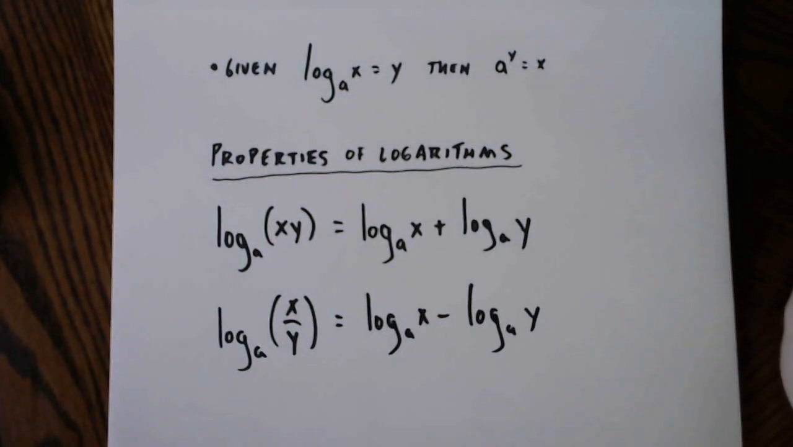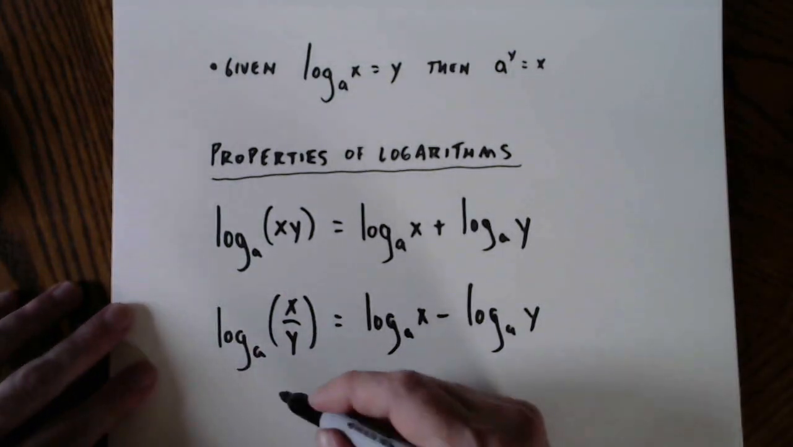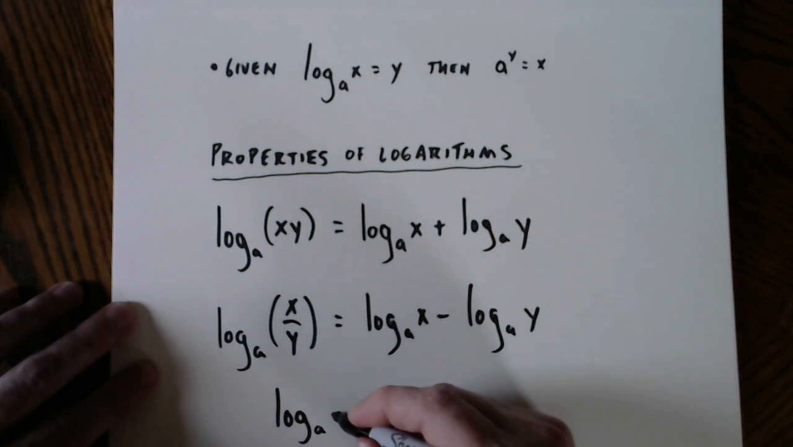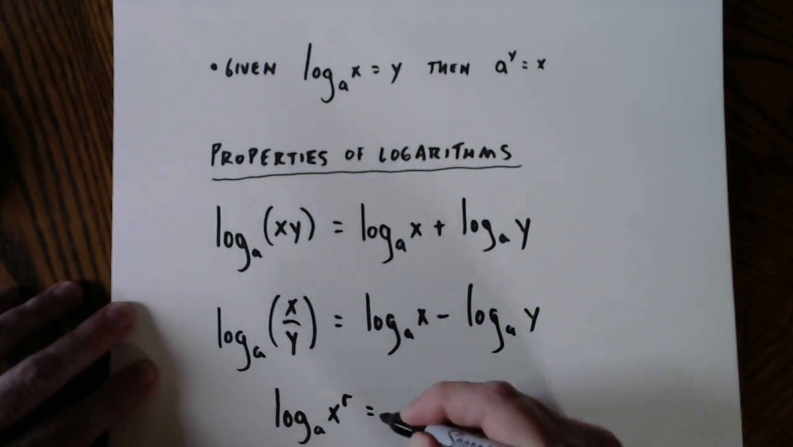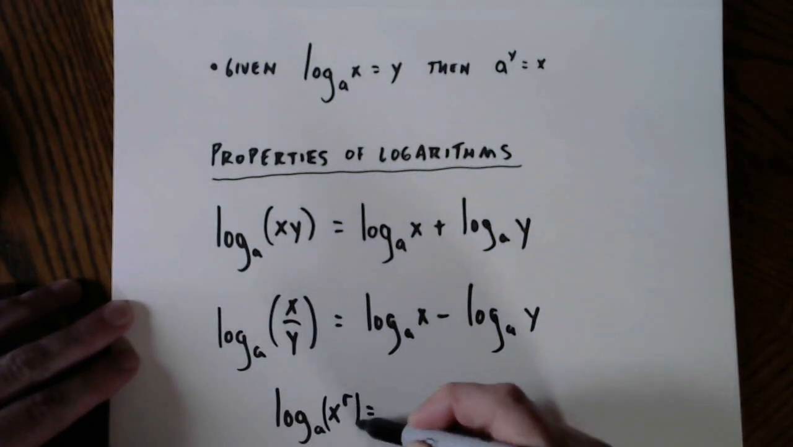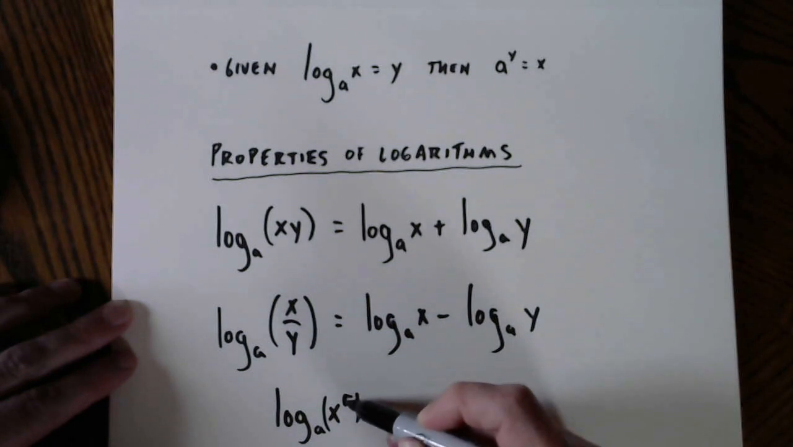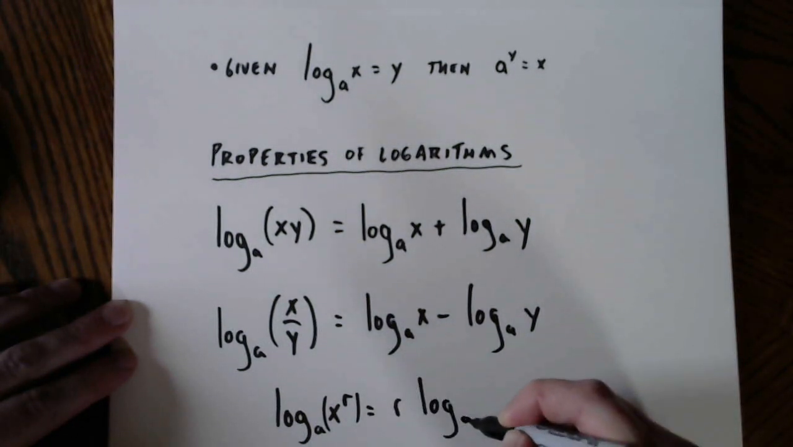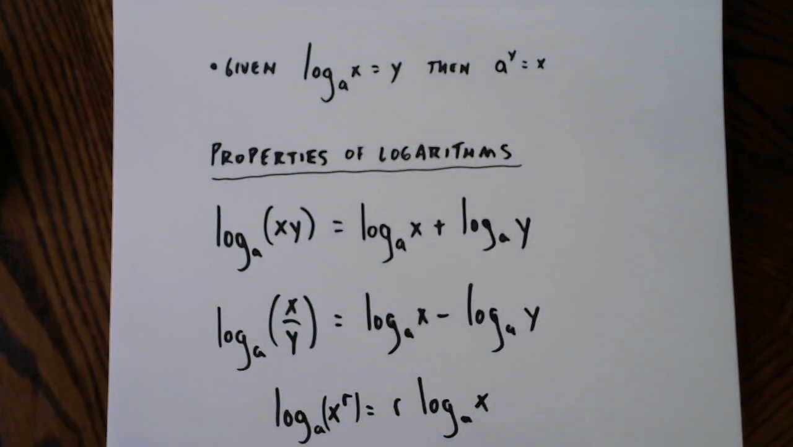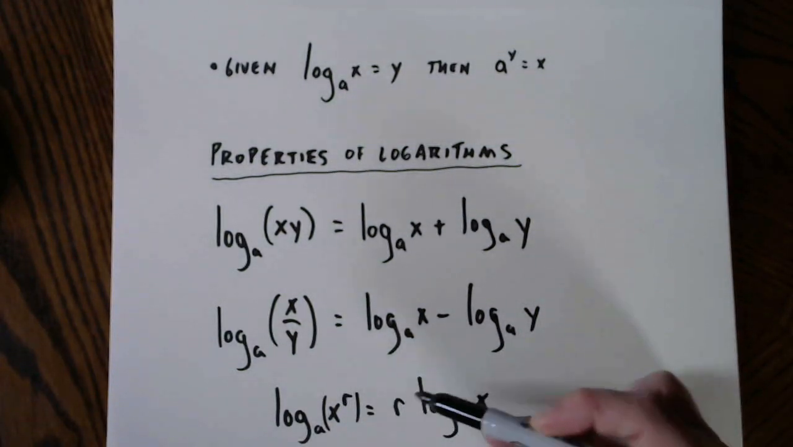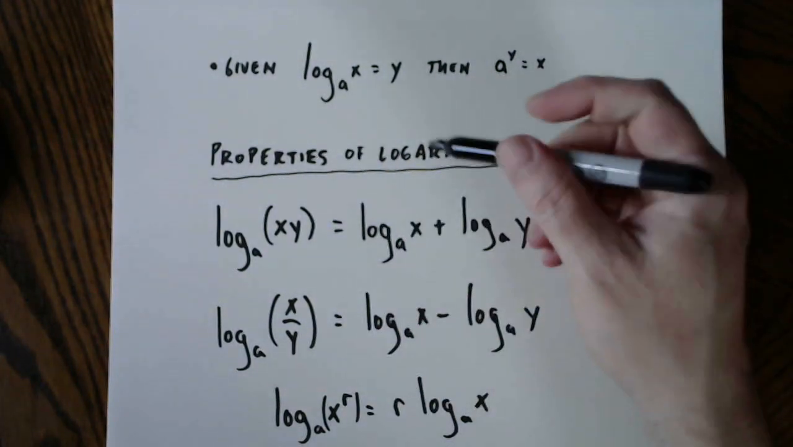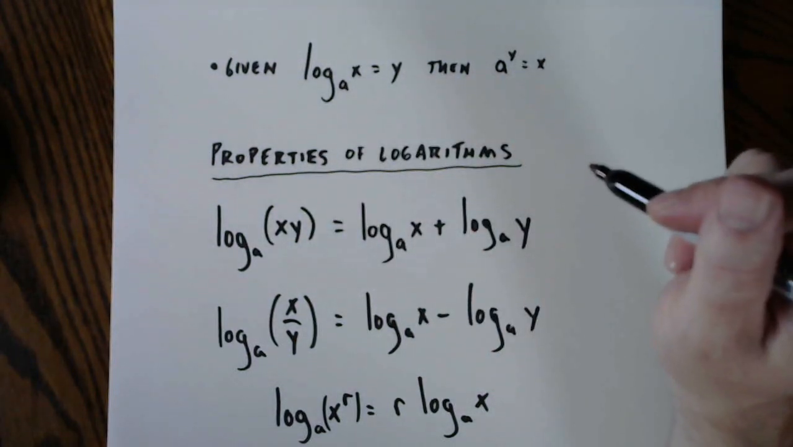Okay? And then last but not least, I have an exponent within the argument. What this allows me to do is pull that exponent out as a coefficient. So a couple things. These are equations, essentially, right? So that means these are used both ways.